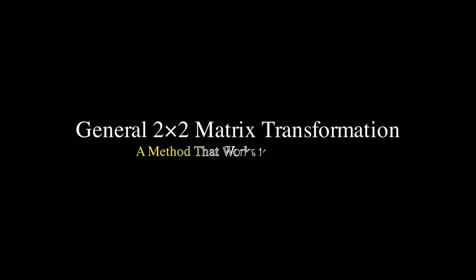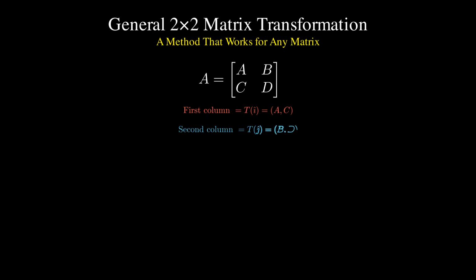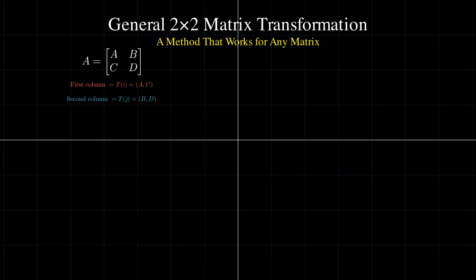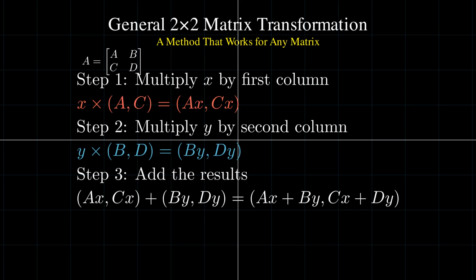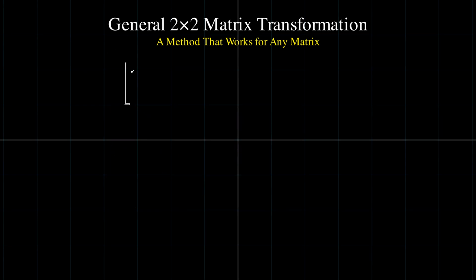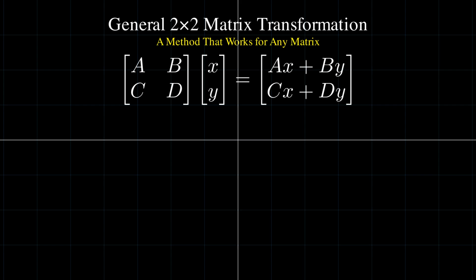Now let's step back and look at the most general case. For any 2x2 matrix, not just our specific example, the same story holds. The matrix describes where the basis vectors go. The first column tells us where i hat lands, and the second column tells us where j hat lands. Then for any vector x, y, the transformation follows a simple recipe. Multiply x by the first column, multiply y by the second column, and add the results together. That's matrix vector multiplication, and it's exactly how 2D linear transformations work.